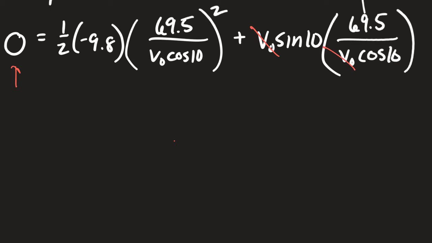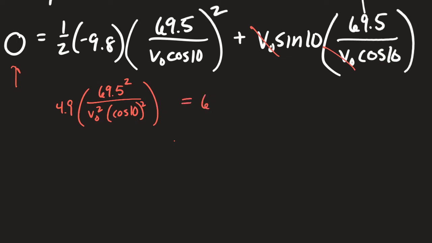Okay. First thing I do is 1/2 times 9.8. And actually, I'm going to take this entire term and move it to the other side of the equal sign. Because I have a negative here, that'll make that negative positive. When I do that, I'm going to get 4.9 times 69.5 squared divided by v naught squared times cosine 10 squared. I just distributed the squared. And that will equal 69.5 times sine 10 over cosine 10.